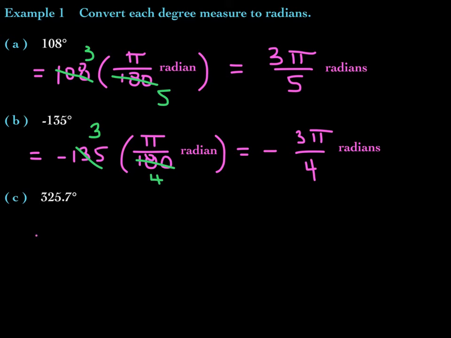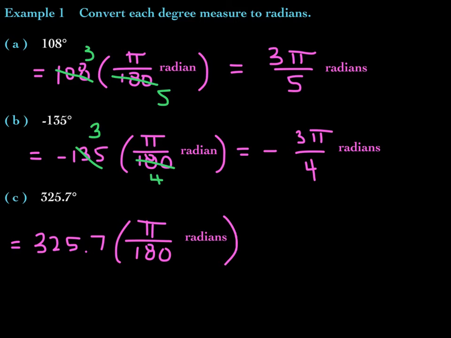So let's go 325.7, don't write degrees, and then do pi over 180, and now we are in terms of radians, okay? So I'm going to write radians here. All right, so we're now in terms of radians, and we're going to use a calculator here, okay? So I want to be very careful when I multiply on my calculator.